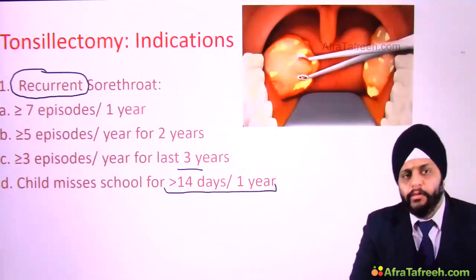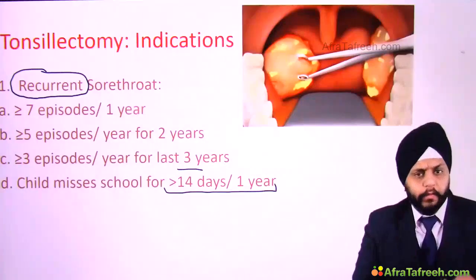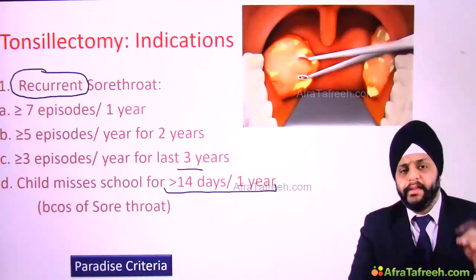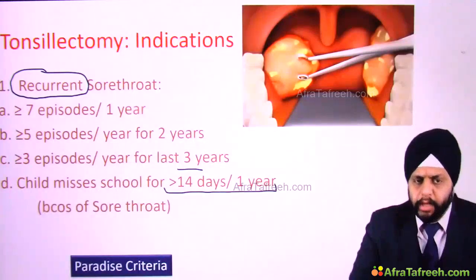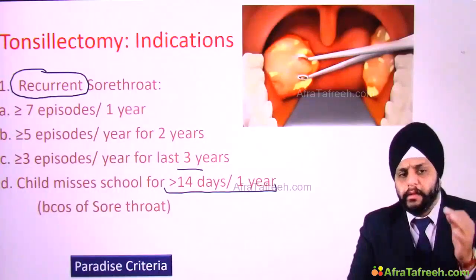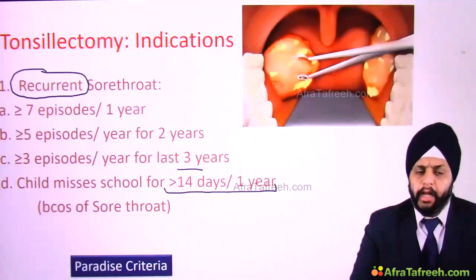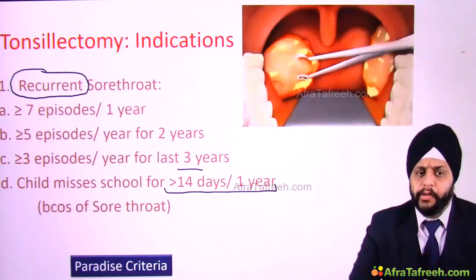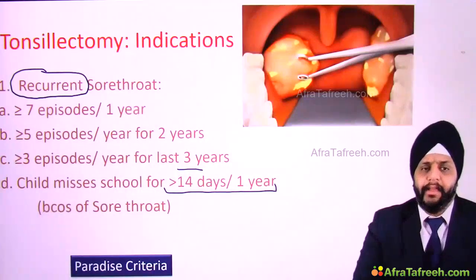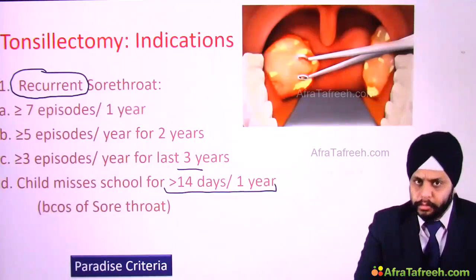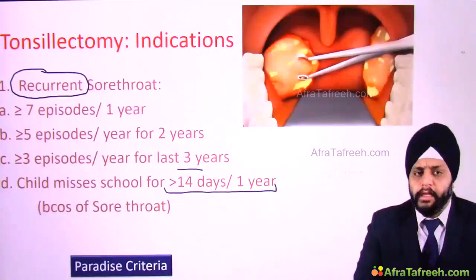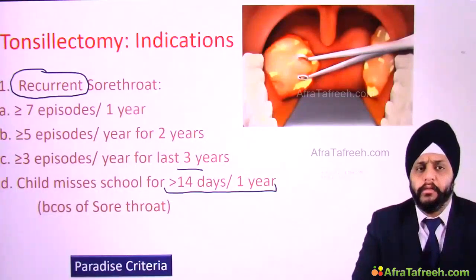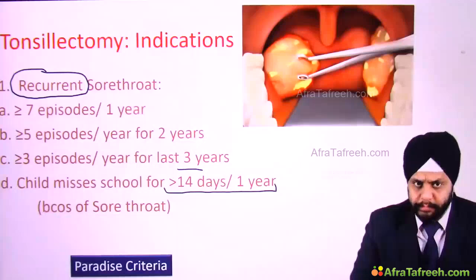When we decide to go for tonsillectomy, this falls under a criteria that is known as Paradise criteria. Remember, Paradise criteria is a very big criteria. This is only a part of Paradise criteria where it defines what is recurrent sore throat. So in the history, it defines the recurrent sore throat, and this is taken as an indication for tonsillectomy.